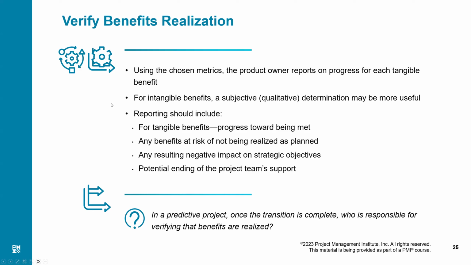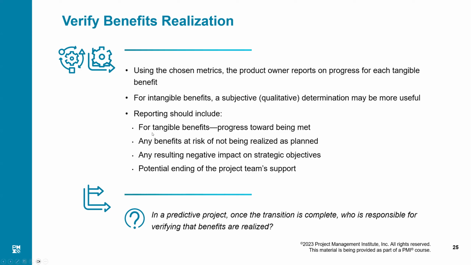Verify benefit realization in agile and hybrid. Naturally, we have the metrics. The product owner reports on progress for each tangible benefit. For intangible benefits, a subjective or qualitative determination could be made, like a survey, like choosing 1 out of 5, right?